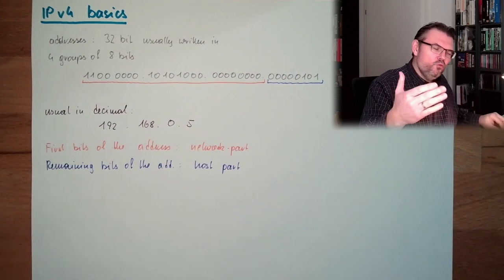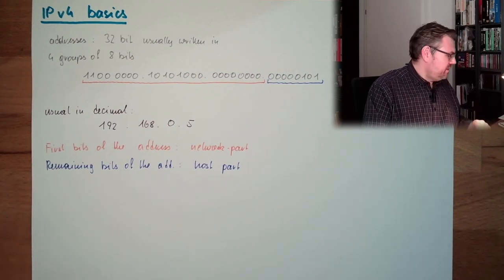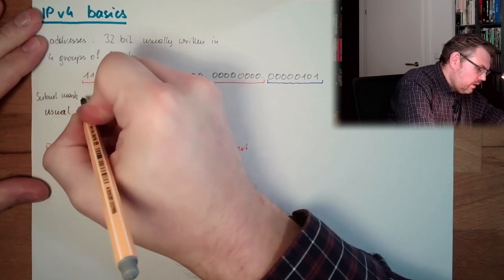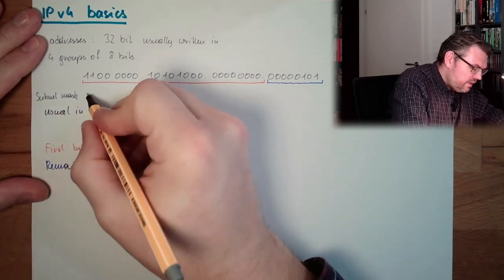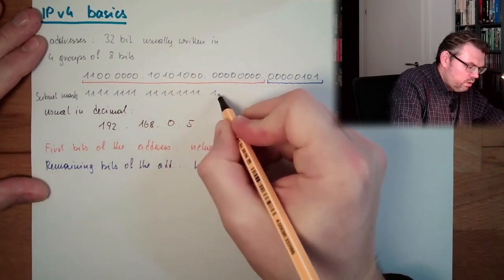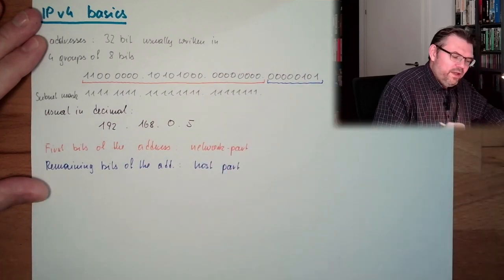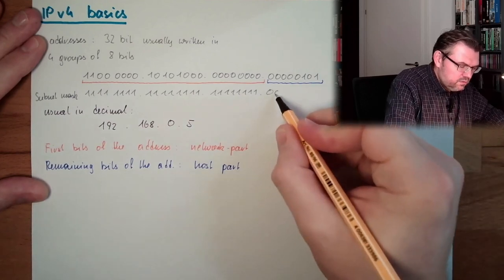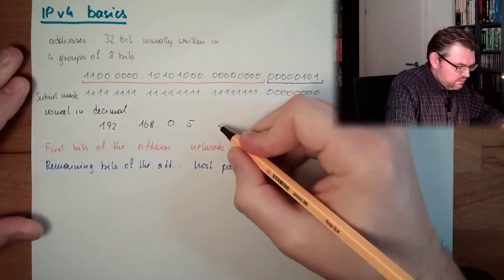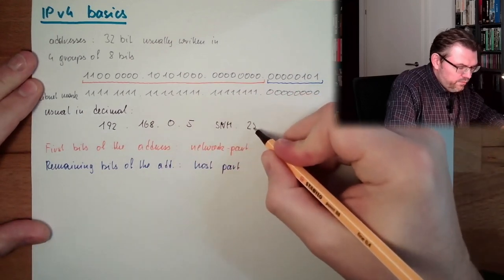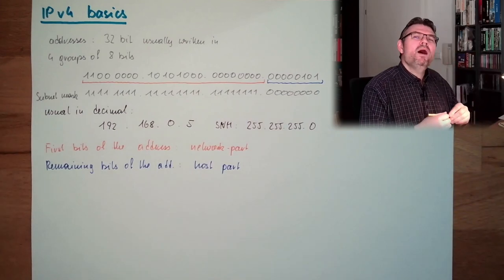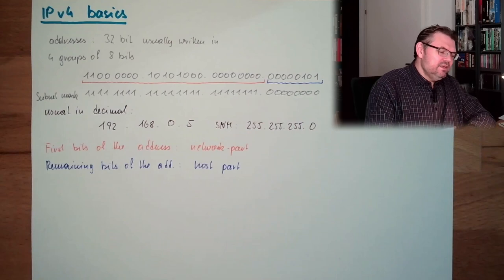How do we communicate this? Therefore, there's the subnet mask. For the network part, I always write ones. And now, to indicate the rest is the host part, I write zeros. So here, the subnet mask would be 255.255.255.0.